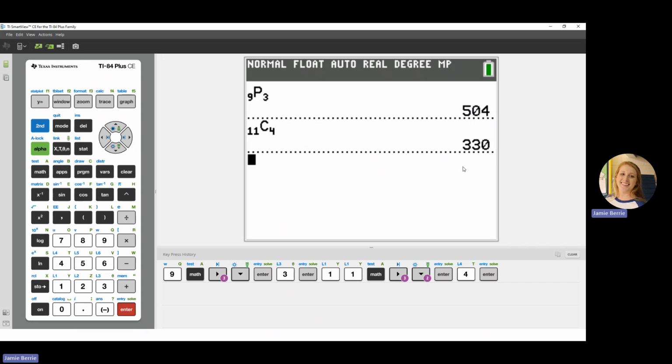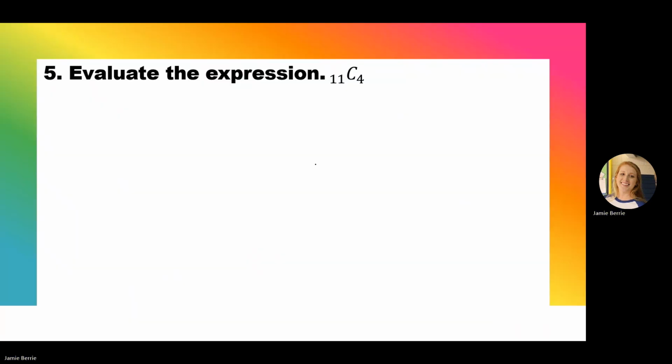All right, so if you have 11 items total and you want to choose 4 of them, and the order doesn't matter, then there are 330 possible choices. So 11 choose 4 is 330.